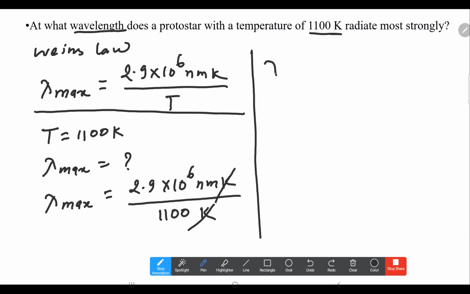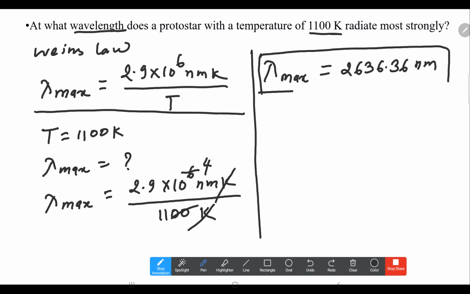If you simplify this, there are two zeros, I can cancel two zeros, four zeros will be there. If you calculate these values, you will get something like 2636.36 nanometer. So this will be the wavelength of the protostar at which it radiates most strongly. It radiates at 1100 Kelvin.